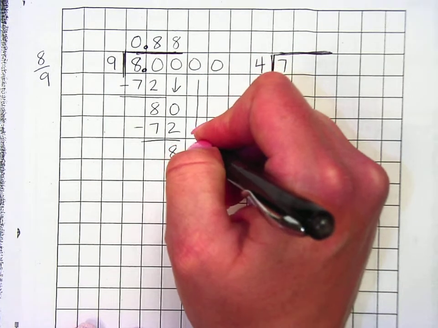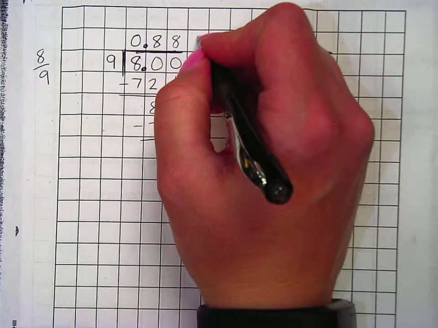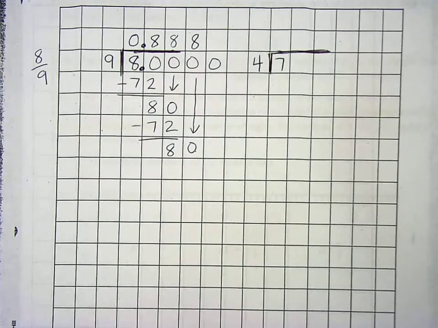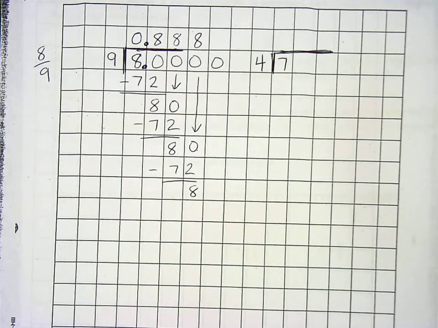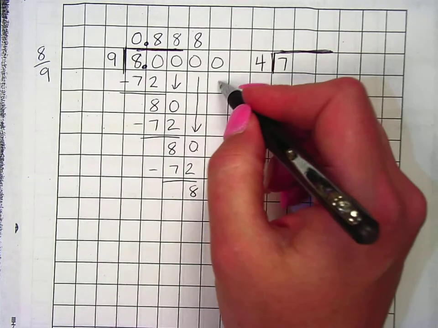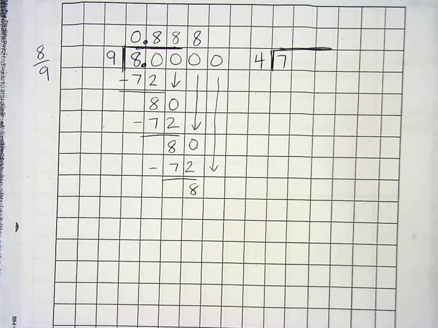Hopefully we're starting to see a pattern here, right? Every time I put 9 into 80, I could do 9 times 8 is 72, but that would leave me with a remainder of 8. I'm going to keep getting that same remainder, so it doesn't matter how many zeros I pull down. This is going to be the same number over and over and over again.